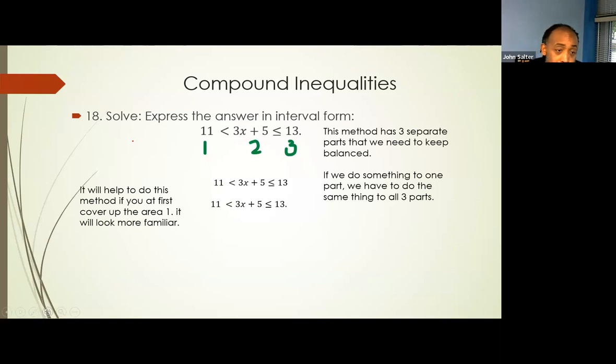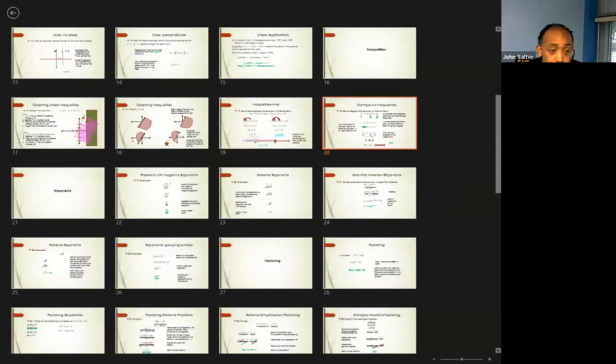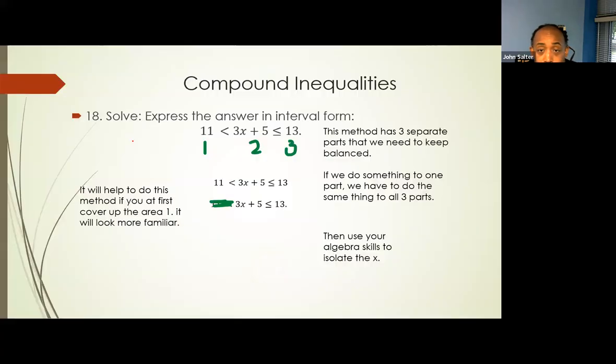So cover up one area, make it look familiar. All right, so if I covered this up and I looked at just the right-hand side, I can use this to solve for x. In which case, again, same thing I would do normally. It's just instead of doing it to 1 or 2 sides, I'm gonna do it to all 3. So I want to get x by itself. That's the important piece. In order to do that, I need to add 5. I need to get rid of that 3. So I add 5 to all sides. I get 6 is less than 3x, which is less than or equal to 8.